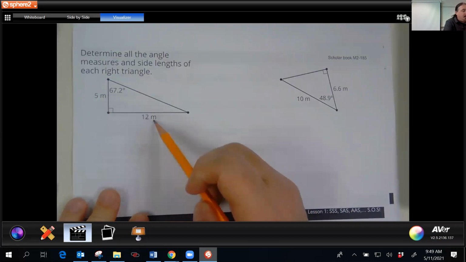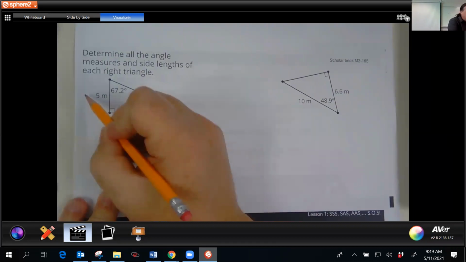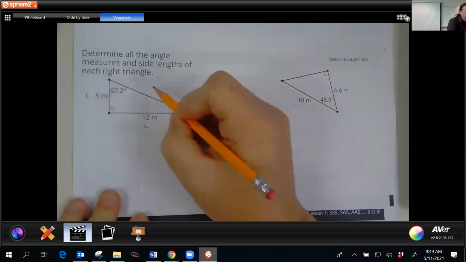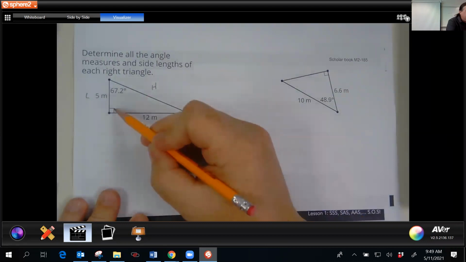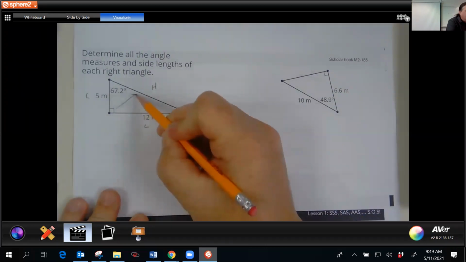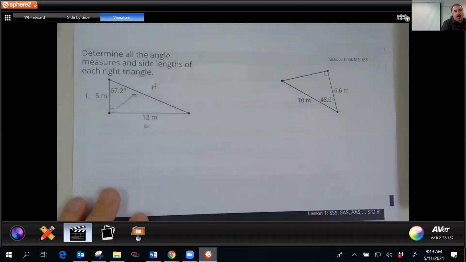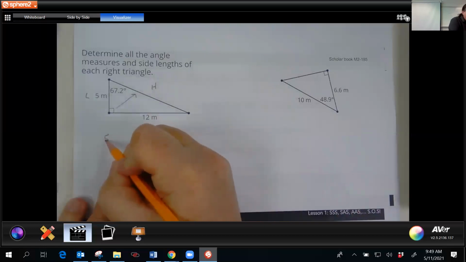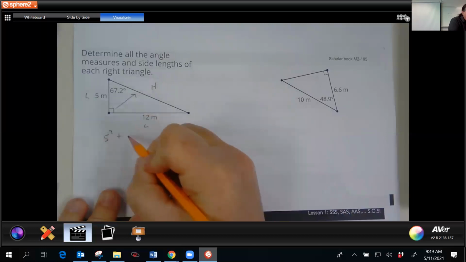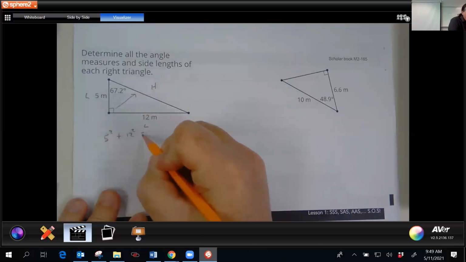So in this particular problem, we know the values of the legs. We have a leg here, we have a leg here, and we have our hypotenuse right here. The way I know that's the hypotenuse is because it is directly opposite the 90-degree angle. So we're going to go ahead and set this up. We have 5 squared plus 12 squared equals c squared.